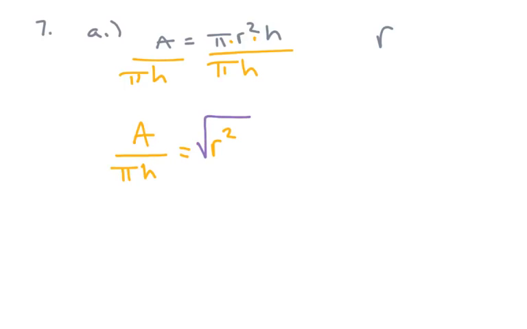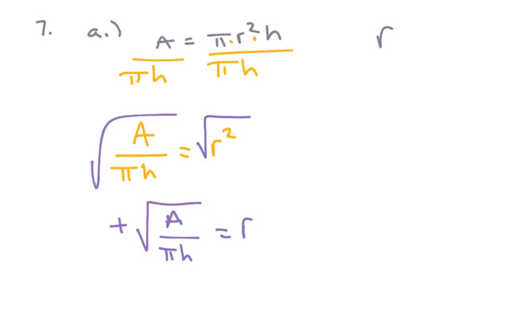We know how to get rid of the squared. We take the square root, so we're left with the square root of A over pi h equals R. Now notice, normally I write plus or minus, but here I'm only going to write plus, because in the problem it says R is greater than 0. And R greater than 0 means that the R value has to be positive.